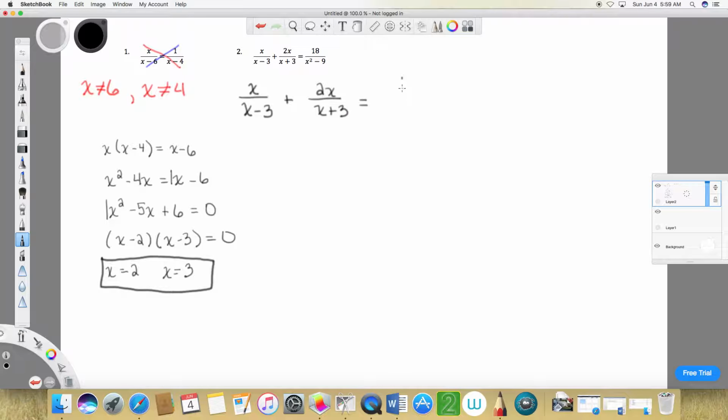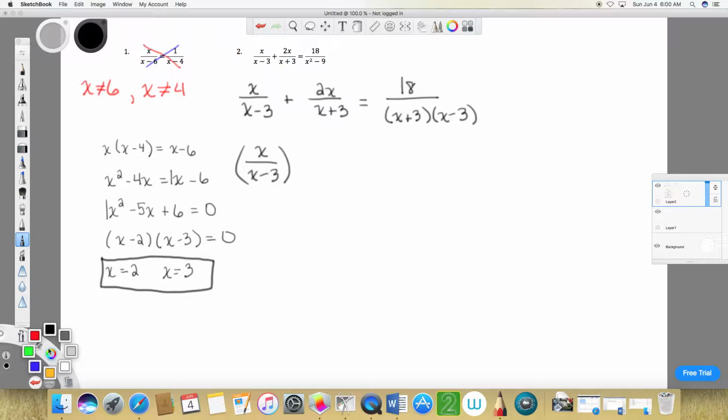And I can write x squared minus 9 as x plus 3 times x minus 3. So now I can see that that's the denominator I want to have. And so on the right-hand side, it's perfect. I'm not going to do anything to this fraction. But on the left-hand side, that first term has an x minus 3 in the denominator, but it does not have an x plus 3.